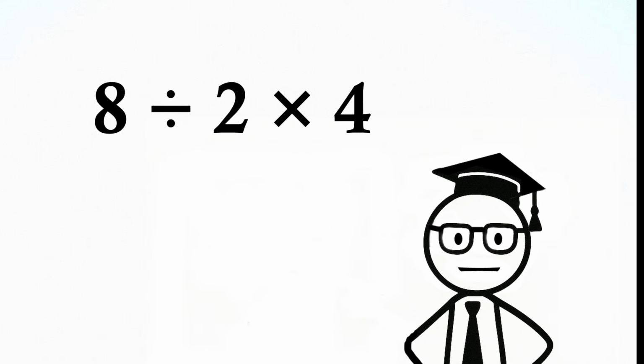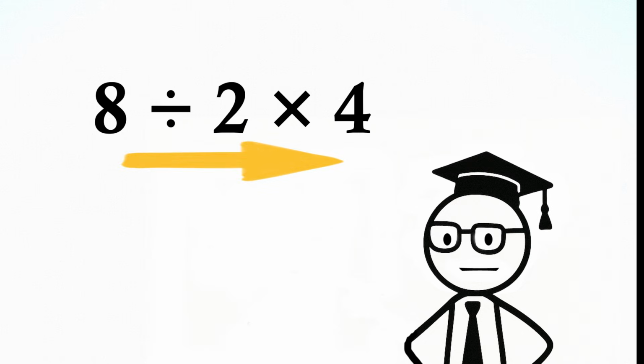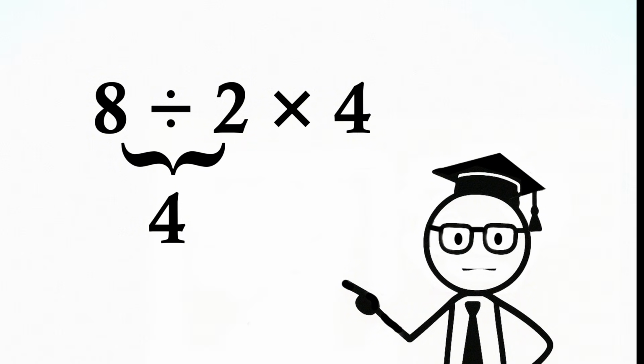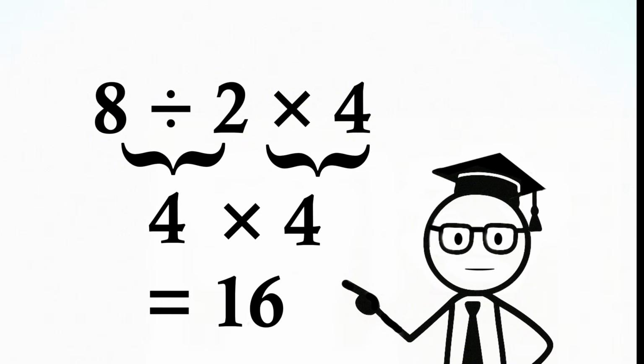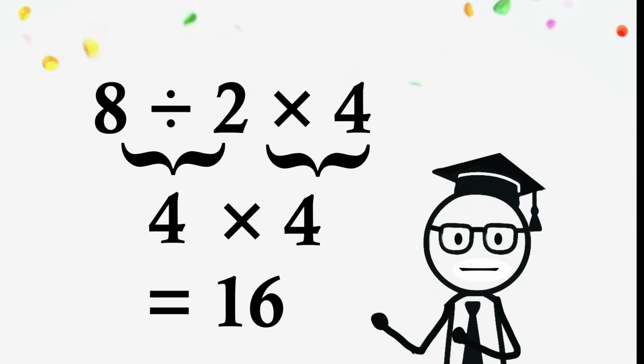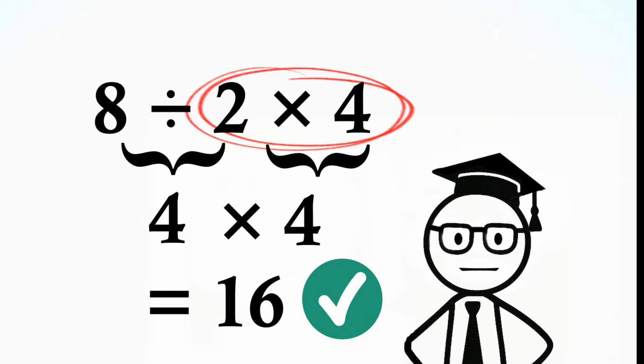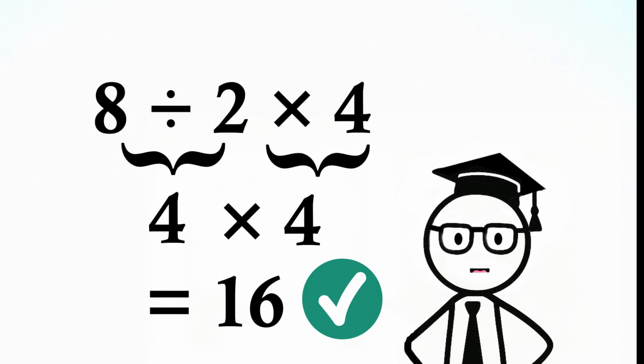Since there are no parentheses grouping everything together, we go left to right for multiplication and division. They have equal priority. So 8 divided by 2 equals 4. Then 4 times 4 equals 16. That's it. 16 is the answer. The big mistake? Treating 2 times 4 like it's all stuck together in the denominator. But math doesn't work that way, without parentheses.